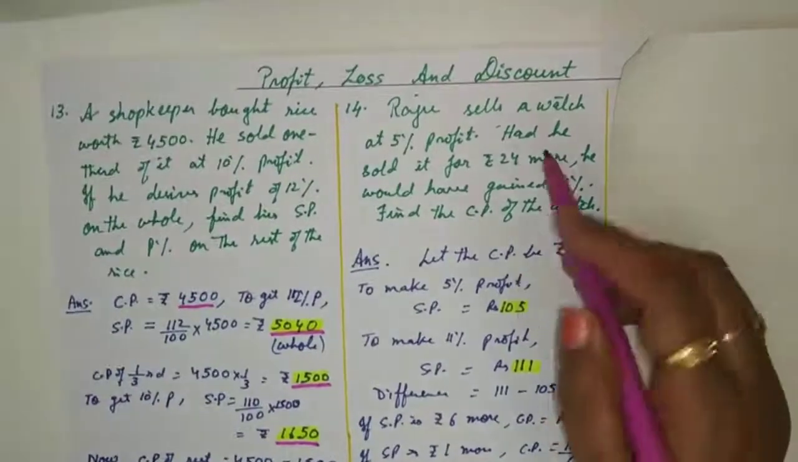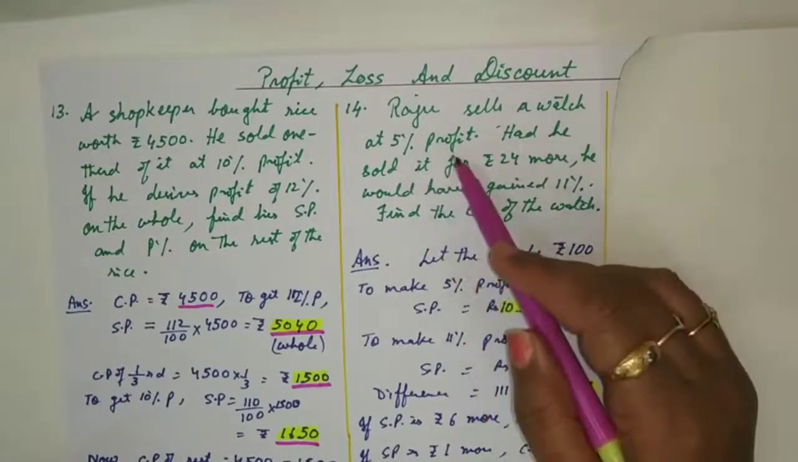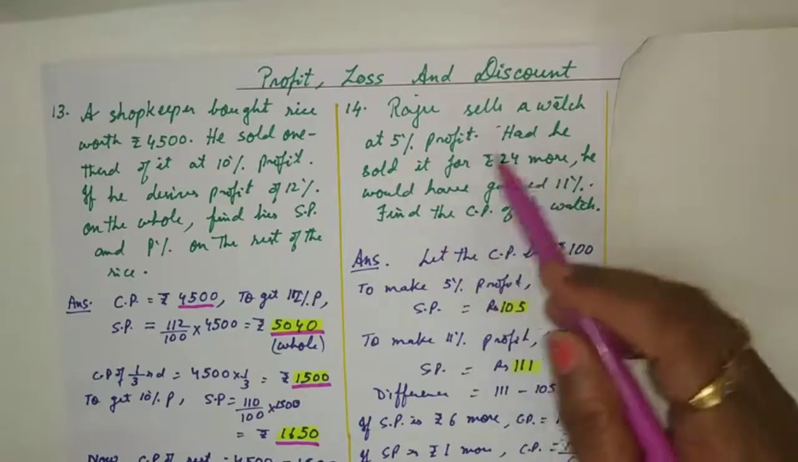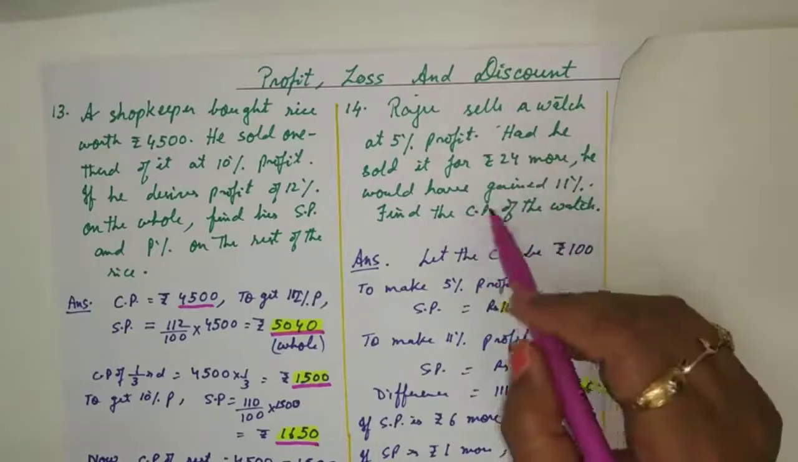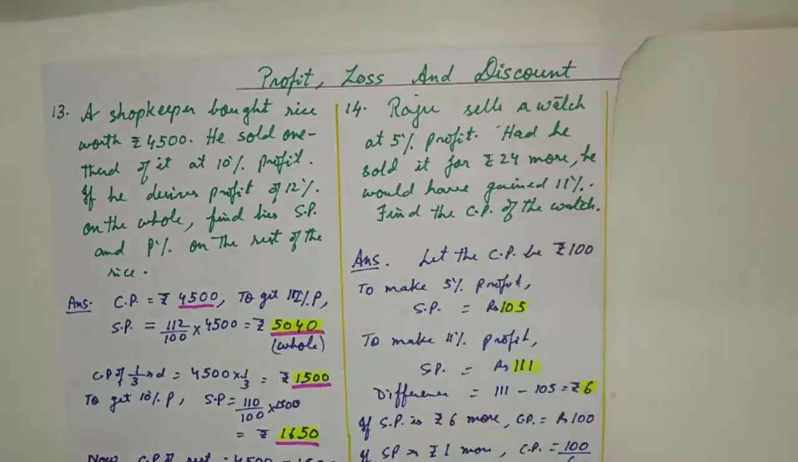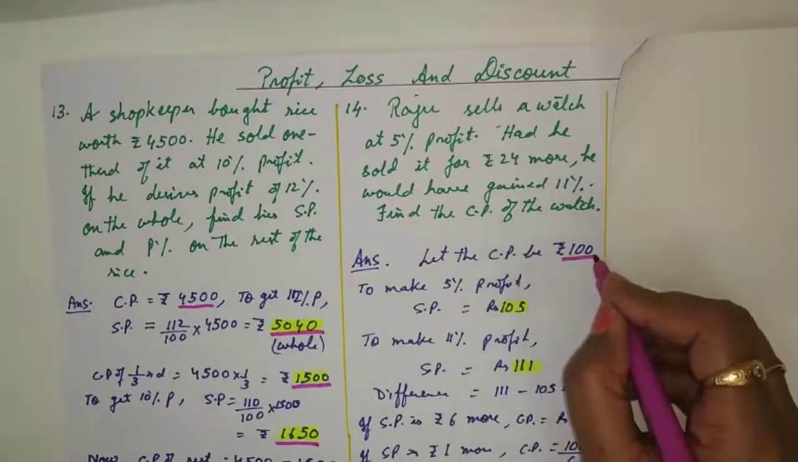Raju sells a watch at 5% profit. Had he sold it for 24 more, that means rupees 24 more, he would have gained 11%. Find the cost price. We do not know what the cost price is, but we know that profit percent is always reckoned on cost price. So we assume the CP to be rupees 100.